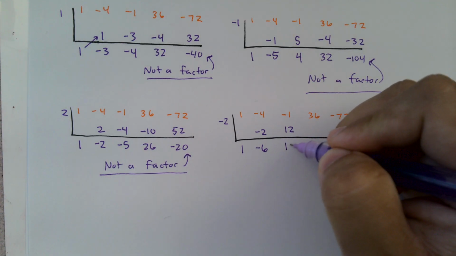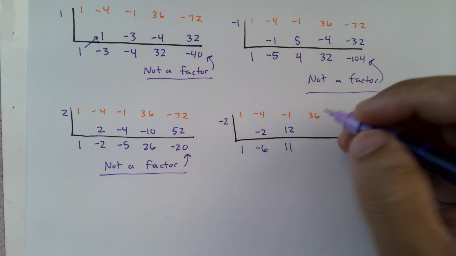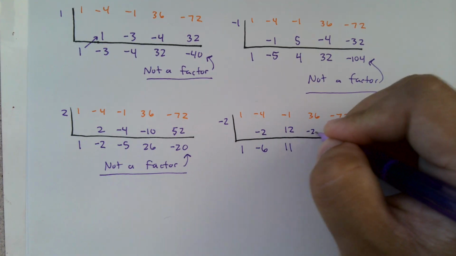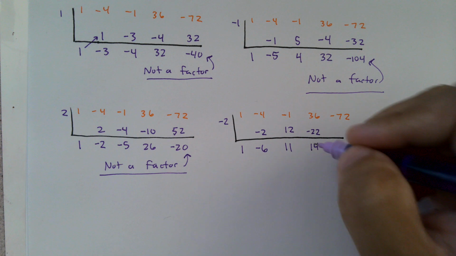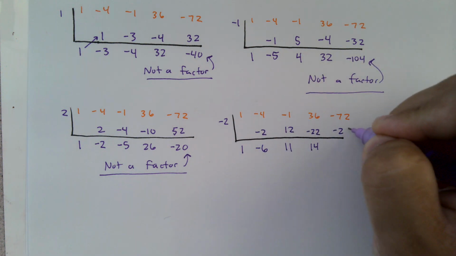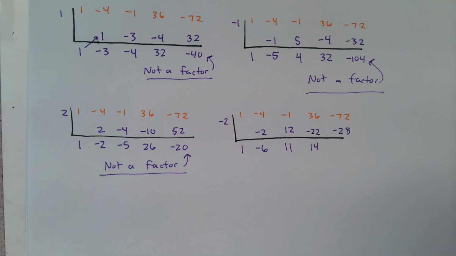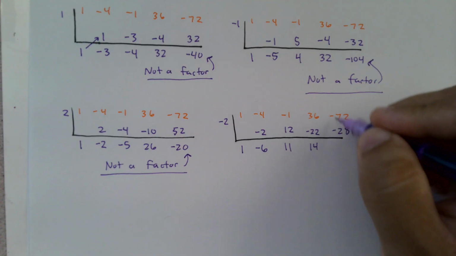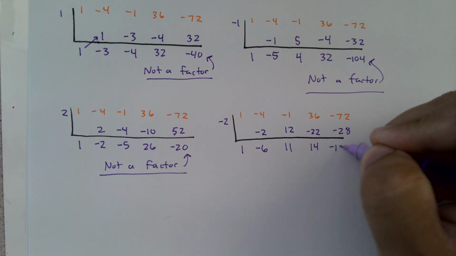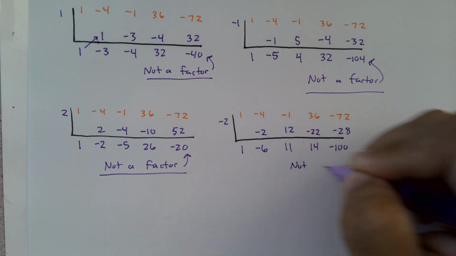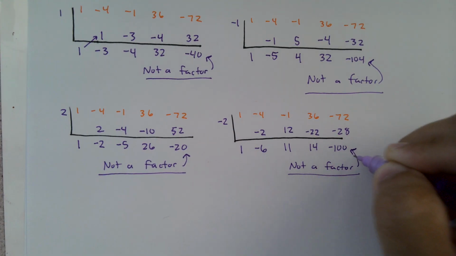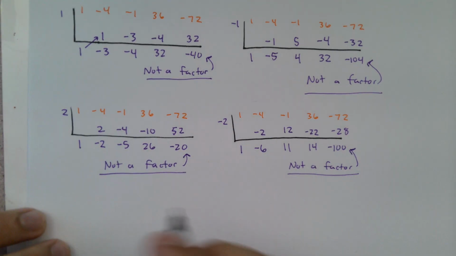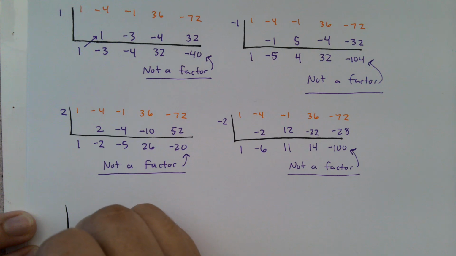12 minus 1 is 11. 11 times negative 2 is negative 22. 36 minus 22 is 14. 14 times negative 2 is negative 28. And negative 72 minus 28 is negative 100. Not a factor, because that is not equal to 0. I'm going to test 3 next.